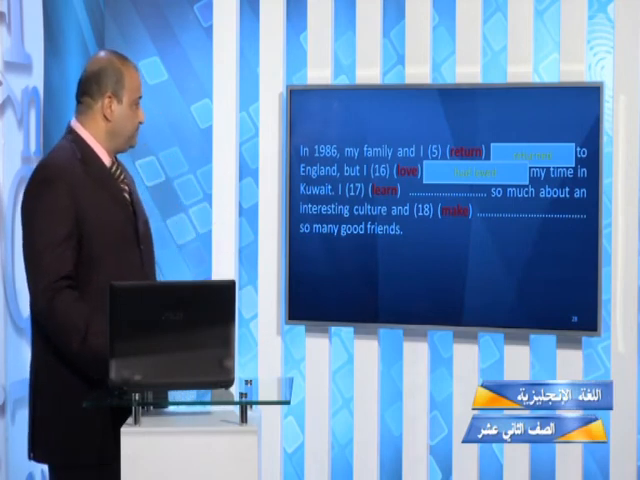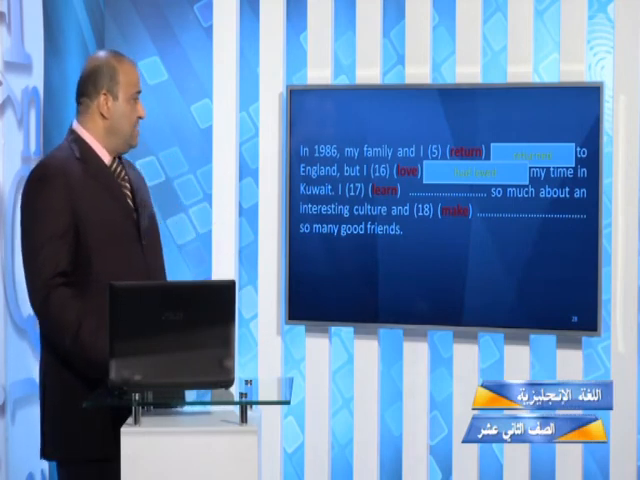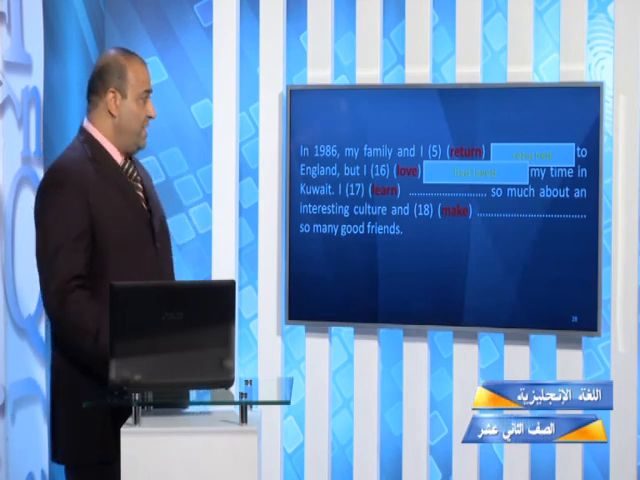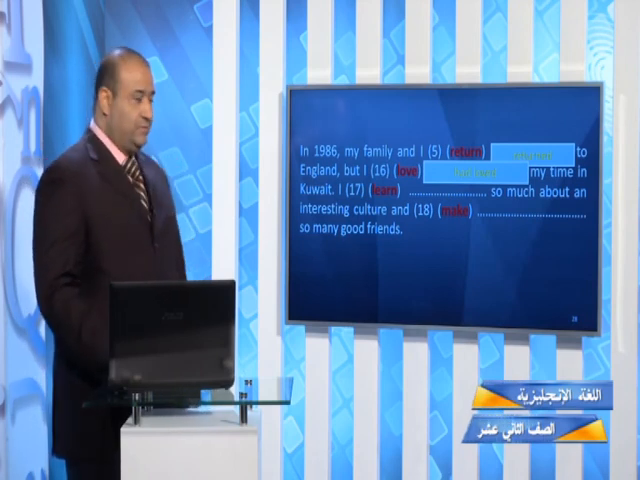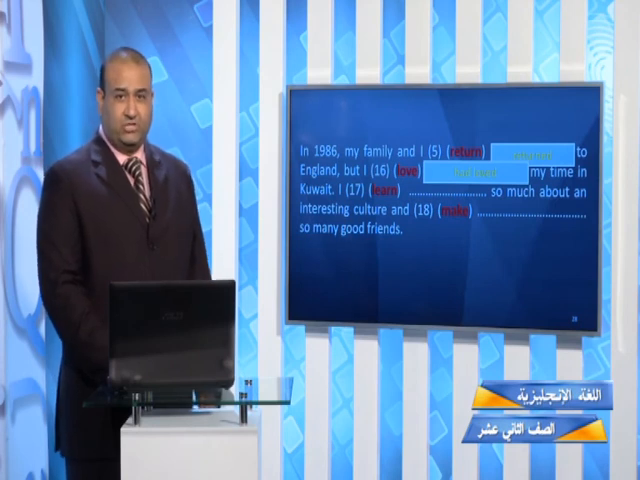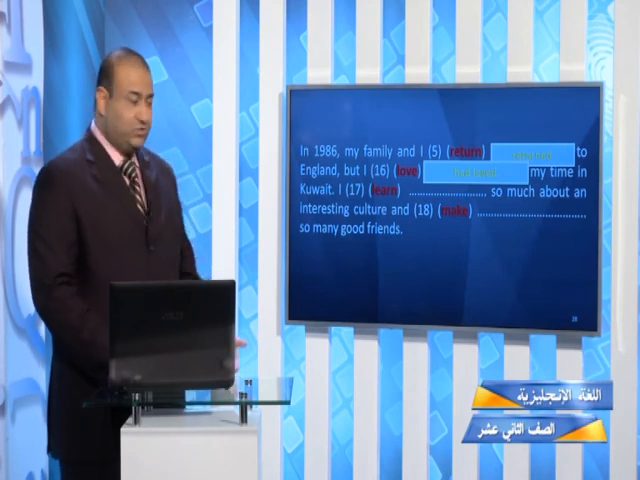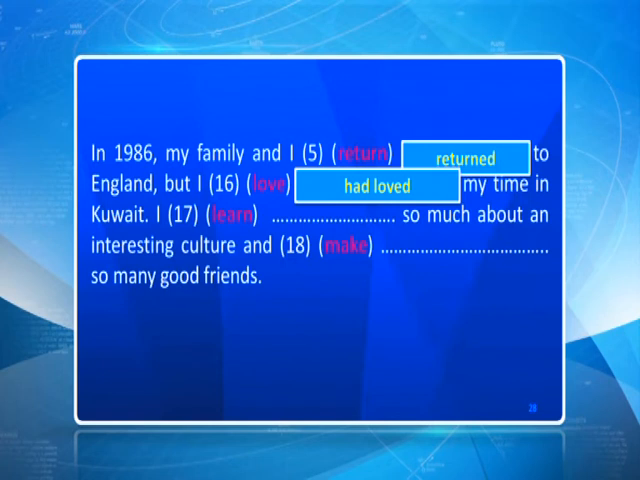The last sentence: I, verb to learn, so much about an interesting culture. Of course, he or she is speaking about the Kuwaiti culture. And, verb to make, so many good friends. Make sure that this person now is in England, so he or she is talking about something that had taken place in the past before leaving Kuwait.